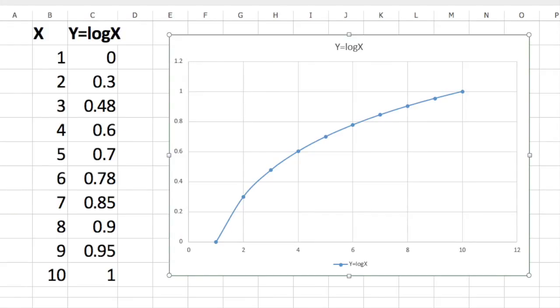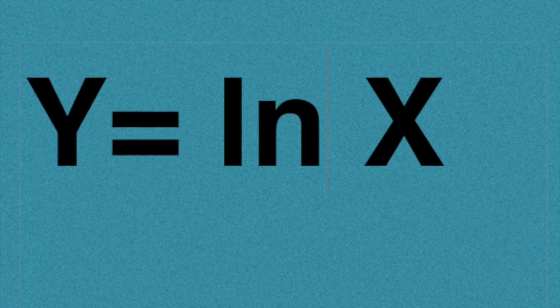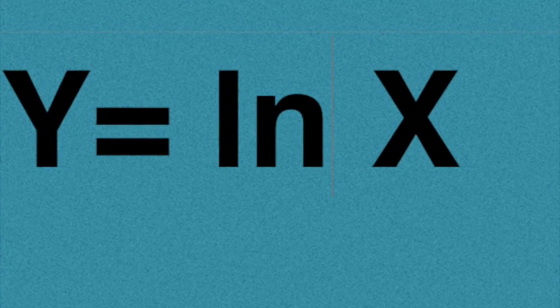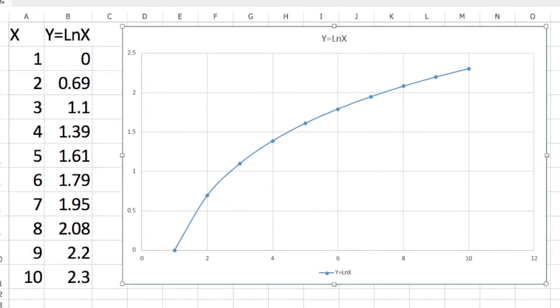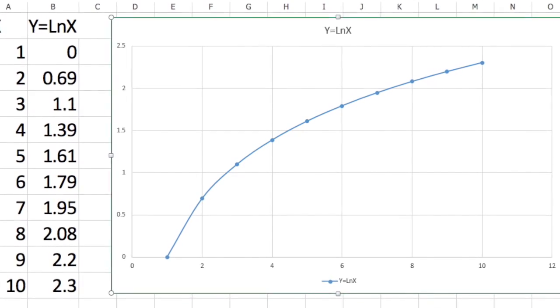The graph shape then is produced from the logs of numbers between 1 and 10, and this is the typical log graph curve. If a graph is plotted of the natural log of x, that's logs to the base e, then the shape of the curve looks exactly the same, although the values on it are different.